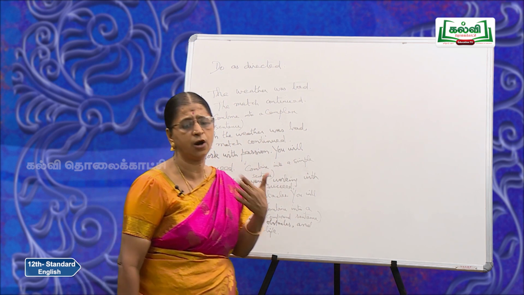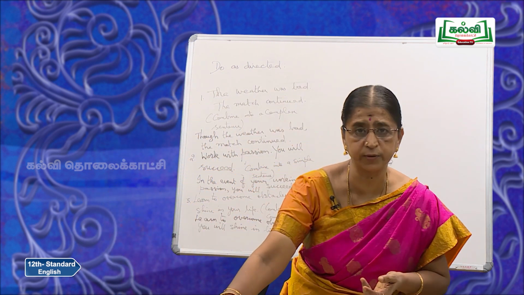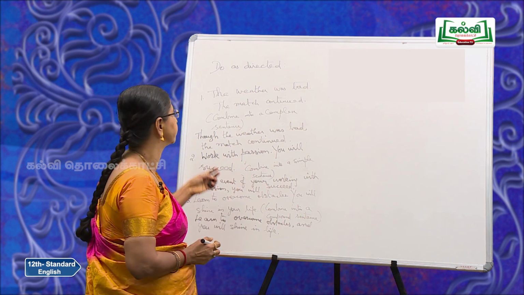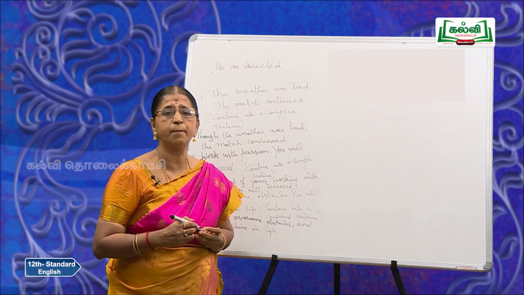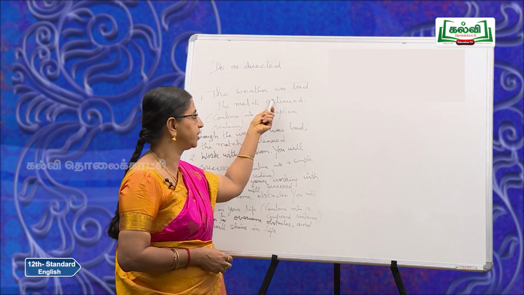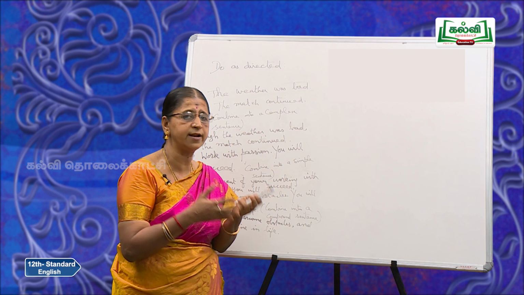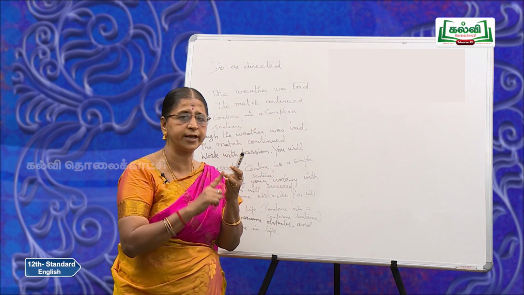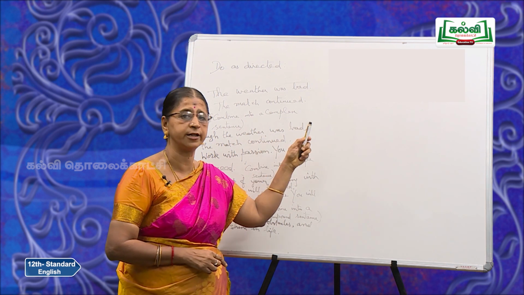Now shall we see how we could convert this into the other two types? Now if I am going to change it into a compound sentence, how will I write? The weather was bad, but or yet or still the match continued. Do you get my point? The weather was bad. Normally if the weather is bad, you stop the match. But here the weather was bad, but or yet or still the match continued.